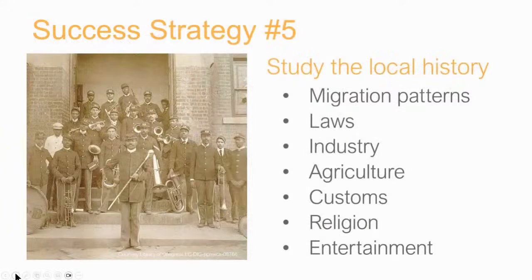Success strategy number 5 is to study the local history. Migration patterns can give you clues about where your family came from and where they went. Local laws will help you understand why your ancestors did certain things, as well as what records they might have created. Industry and agriculture of the area can help you learn what your ancestors did for work and what their economic situation was like. Folk customs can explain where your family traditions began, and religious beliefs can give you more background on your family's lifestyle. Local entertainment is important too, as you can see from this photograph of an African American brass band.